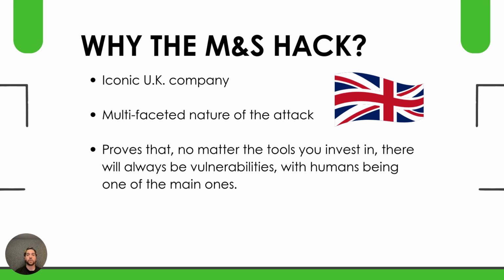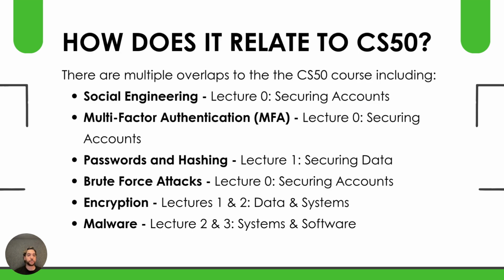So why did I choose this attack? Well, Marks and Spencer's is a UK icon. I'm from the UK. It was founded in the city that I went to university in. So, it holds a deep place in the hearts of people from the UK, essentially. But more importantly, it was the multifaceted nature of the attack that took my interest. It's a layered approach to the attack, yet the entry point, as we'll see, was essentially human error. So one of the hardest vulnerabilities to protect against.